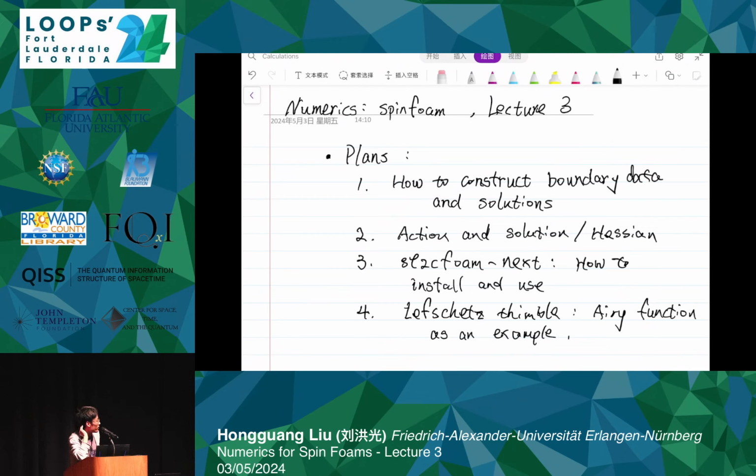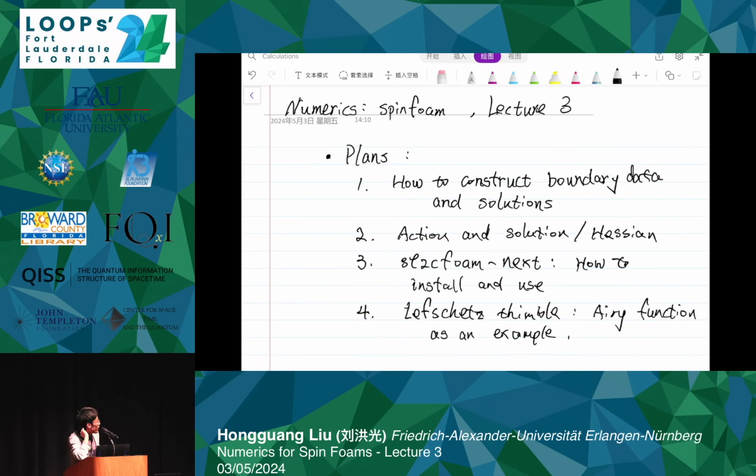And then we write the action, and we can verify our result by the variational principle, and we can also derive the Hessian, which is useful when you want to do the saddle point approximation. You know the saddle point approximation is the critical action, which is the action at the critical point, and also you have the square root of 2 pi over the determinant of the Hessian. That is needed for the asymptotic expansion of the amplitude.